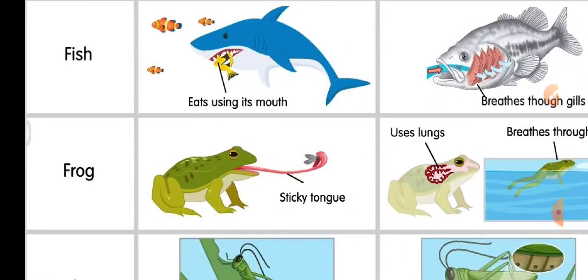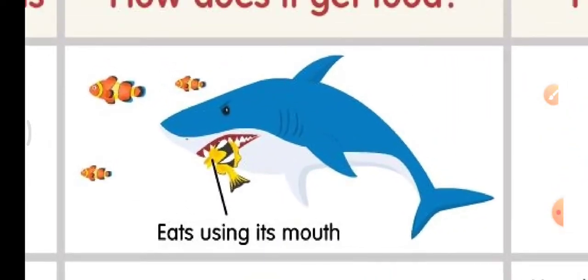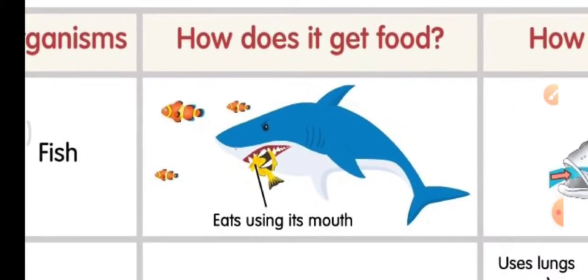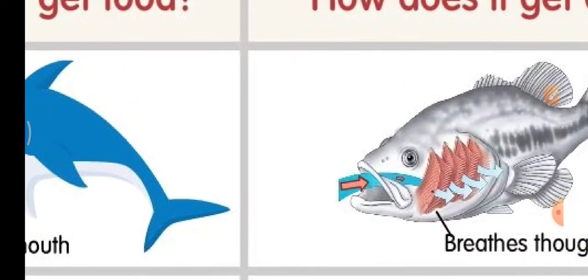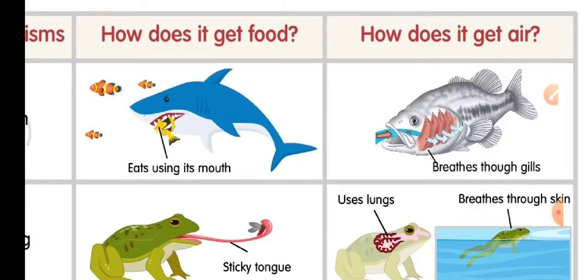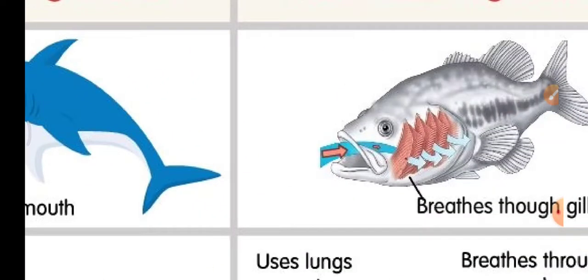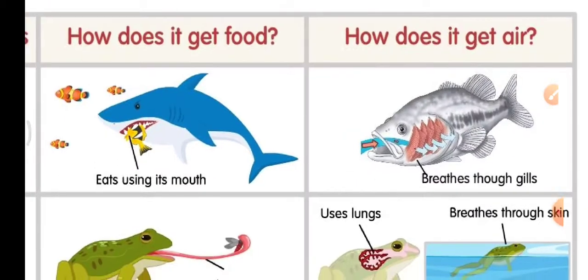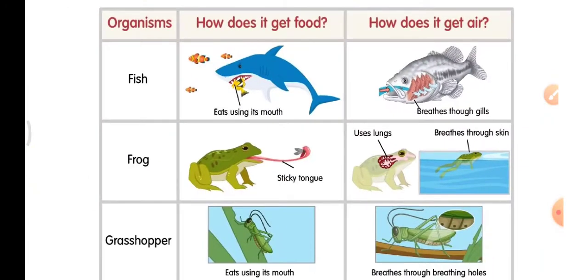So let us find out how the fish, here they have taken the shark, takes its food. You can see the picture of the shark. It is using its mouth. You can see that the shark uses its mouth to take in the food. And how does it breathe here? It has special organs for breathing. These are gills. The red ones, the arrow is given. These are the gills of a fish through which it breathes.